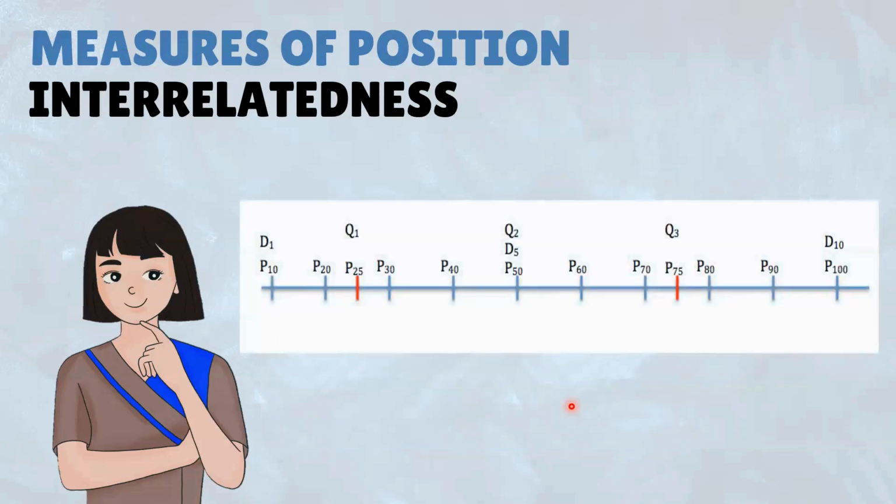We should also bear in mind that quartile 2, decile 5, and percentile 50 are of equal value. They are considered as the middle score of every data set. Again, quartile 1 and percentile 25 are also of the same value, the same as true with quartile 3 and percentile 75.